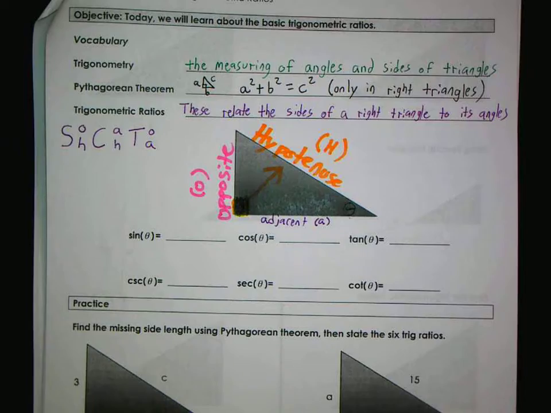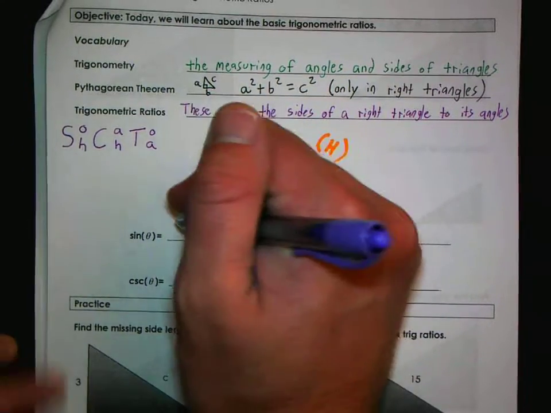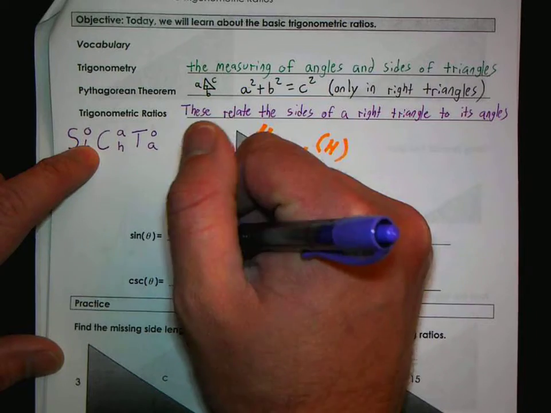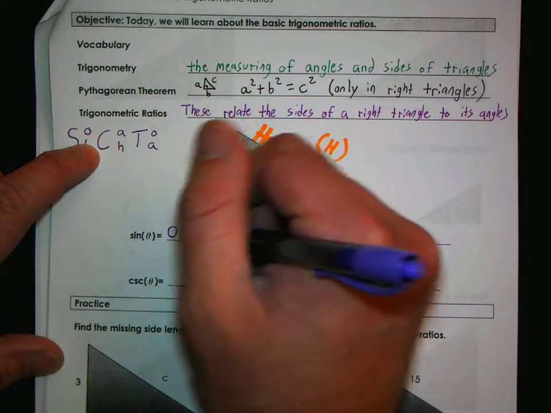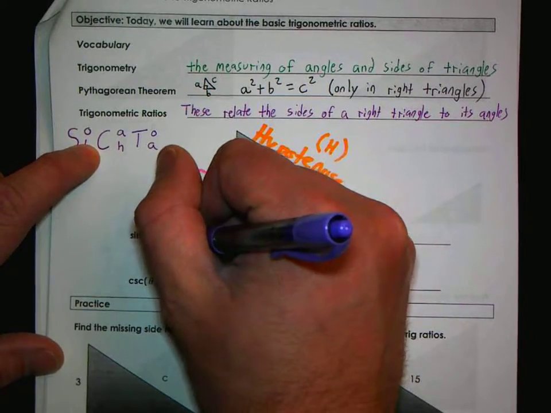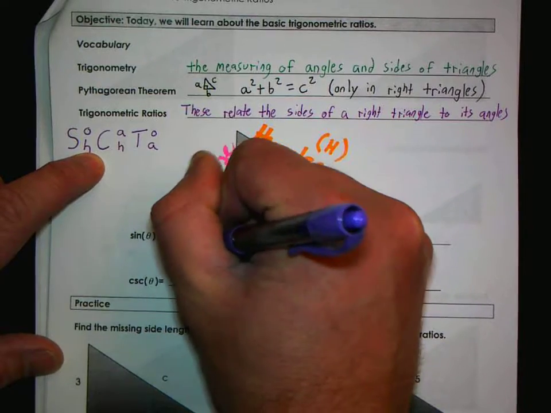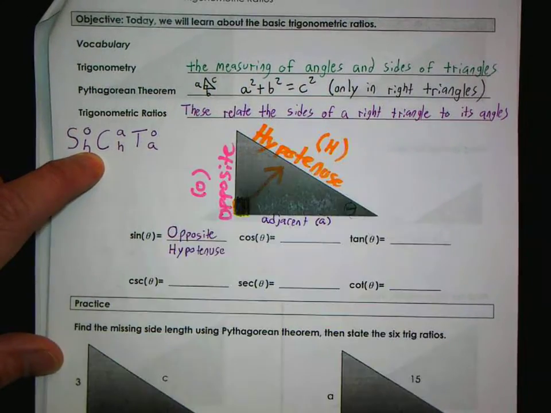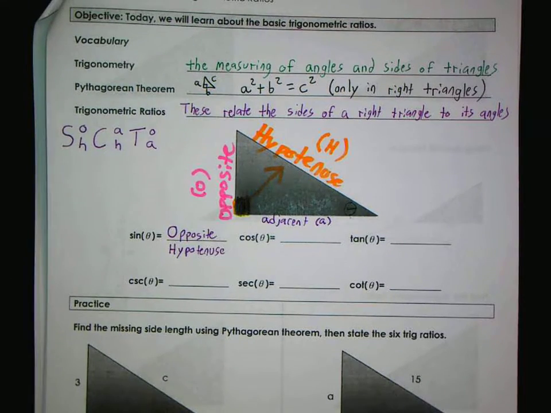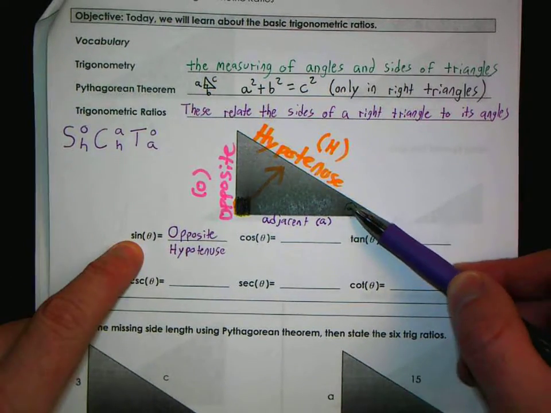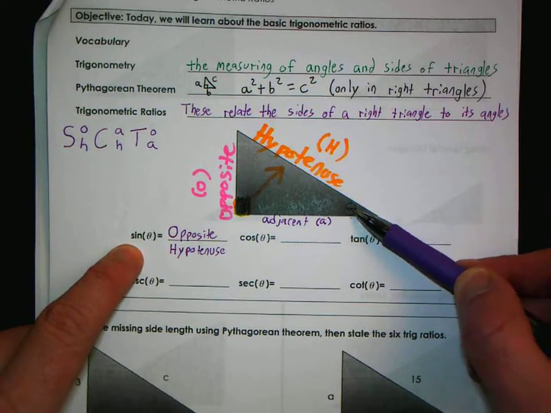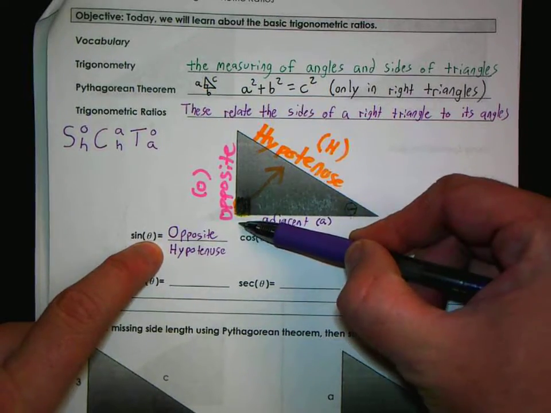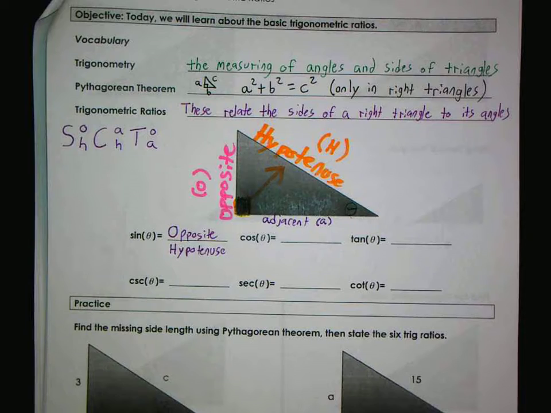So sine is opposite over hypotenuse. So if this is your reference angle, then you would say sine of whatever that angle is, say it's 30, we don't know for sure, sine of 30 equals whatever this side is divided by this side. And that creates an equation that helps us solve for a missing side or angle.